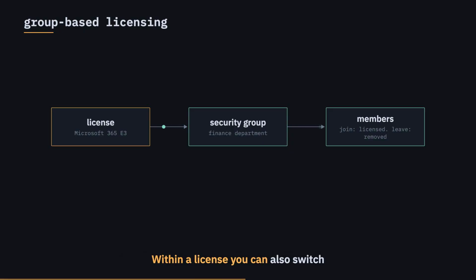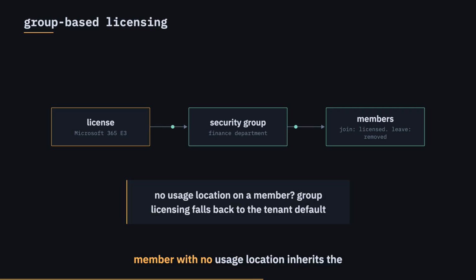Within a license, you can also switch individual service plans off, keeping the mail plan while disabling a service the department does not use. Two details to remember. Direct assignment demands a usage location on the user, as we said. Group-based licensing is more forgiving. A member with no usage location inherits the tenant's default location instead of failing. And group-based licensing is a premium feature, so the tenant needs the appropriate paid Entra license.